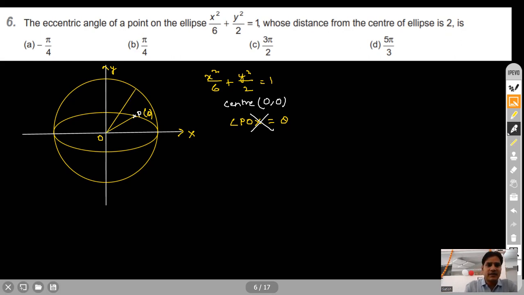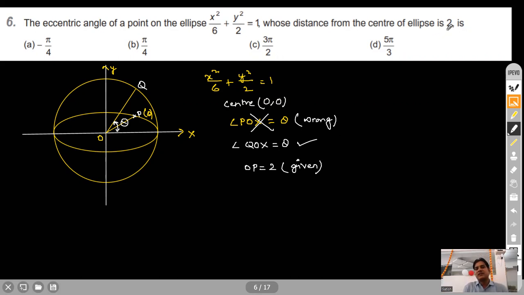So let me show you in this diagram. If the eccentric angle of this point is theta, then this angle, let me write it as Q, angle QOX, will be equal to theta. This is the right interpretation, the correct interpretation. This is the wrong interpretation, so please keep it in mind. And this OP, as per the question, is given to be equal to 2. This information is given in the question. The distance from the center of the ellipse is 2, right? Now we have to find this theta basically.